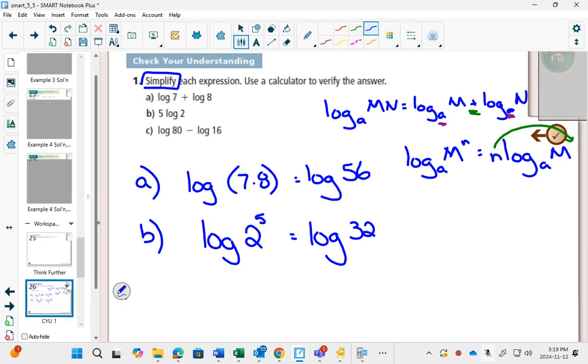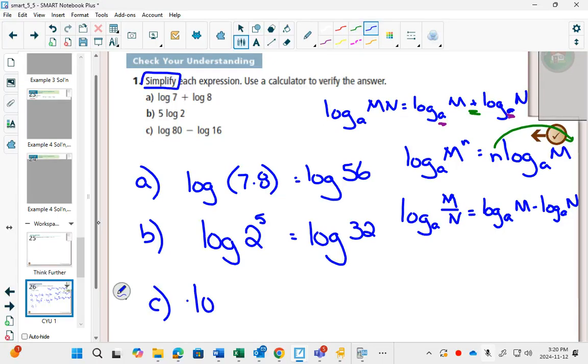And finally in C, they have a subtracting one. Again, I look on my formula sheet, and sure enough, if the bases are the same, and they are, and you have a log minus a log, we can write this one as log of 80 over 16, which simplifies to just log 5.